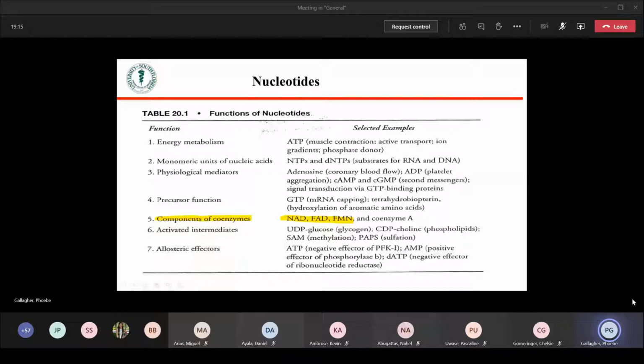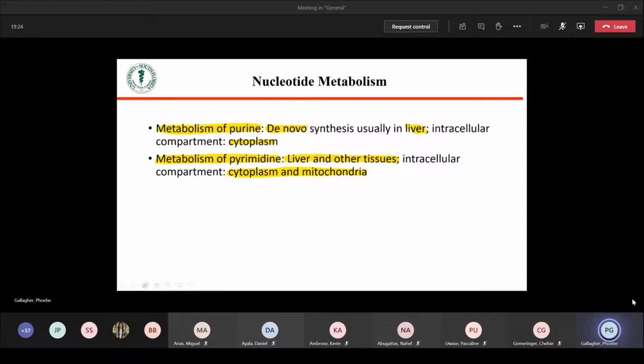And this too, I wouldn't memorize this. I highlighted the coenzymes because she mentioned it, but honestly, it's just to get you acquainted with the importance of nucleotides. This, however, is a little bit more important to understand. So what they're talking about is where purines are made and broken down.